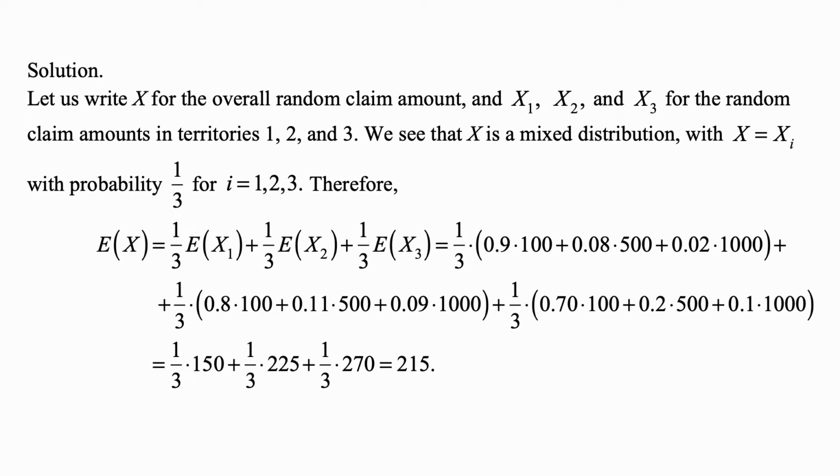So 1/3 times (0.9 times 100 plus 0.08 times 500 plus 0.02 times 1000) plus 1/3 times (0.8 times 100 plus 0.11 times 500 plus 0.09 times 1000). That was for the second territory, and for territory 3, plus 1/3 times (0.70 times 100 plus 0.2 times 500 plus 0.1 times 1000). And this is equal to 1/3 times 150 plus 1/3 times 225 plus 1/3 times 270. And so the overall mean is equal to 215.